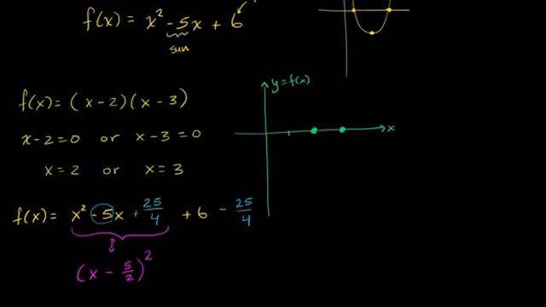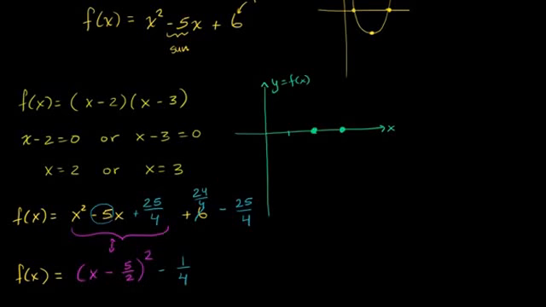So that's that part. And now we just have to simplify 6 minus 25 over 4. So 6 could be rewritten as 24 over 4. 24 over 4 minus 25 over 4 is negative 1/4. So minus 1/4, just like that. So we've rewritten our original function as f of x is equal to x minus 5 halves squared minus 1/4. Now, why is this form interesting?